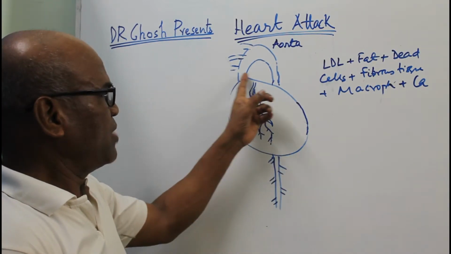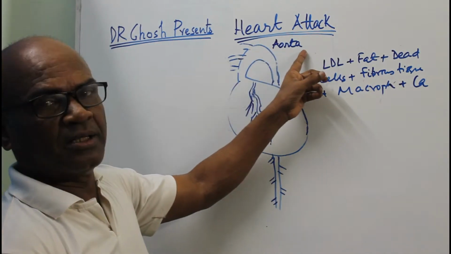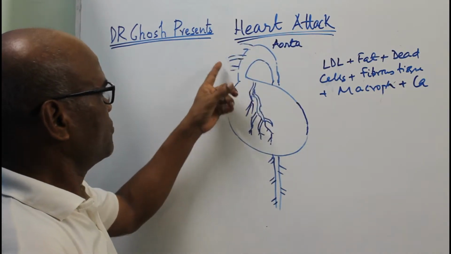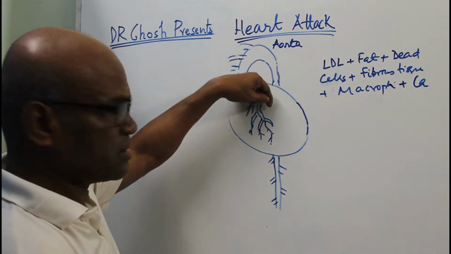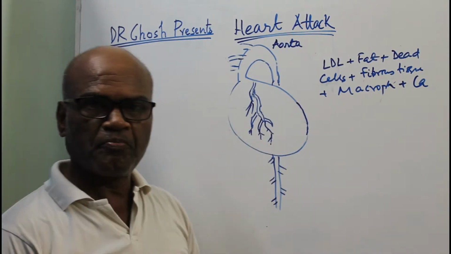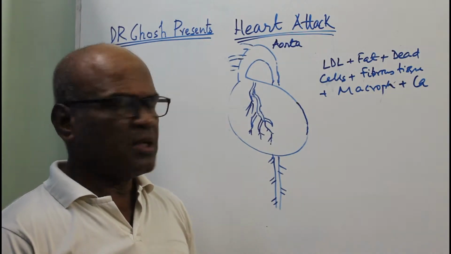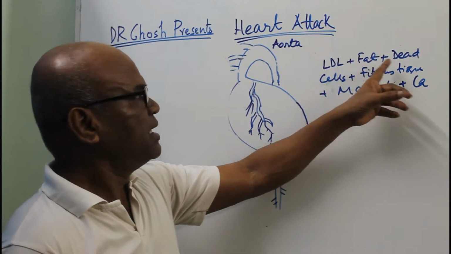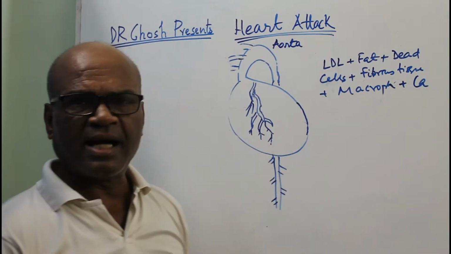This is one simple diagram of the heart. The main artery of the heart is called the aorta. The aorta is leaving branches while moving this way and going backwards, leaving branches for distribution of blood. In the blood there are so many constituents. Look here: LDL cholesterol, fat, dead cells, fibrous tissue, macrophages and calcium.